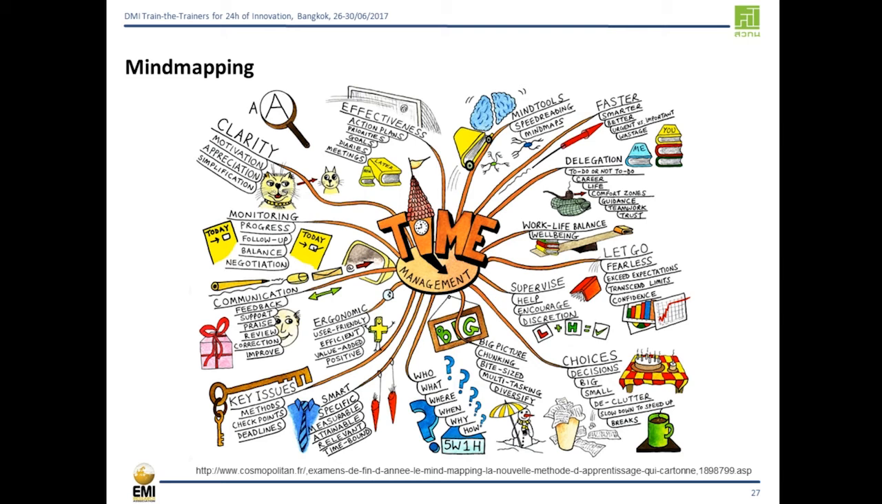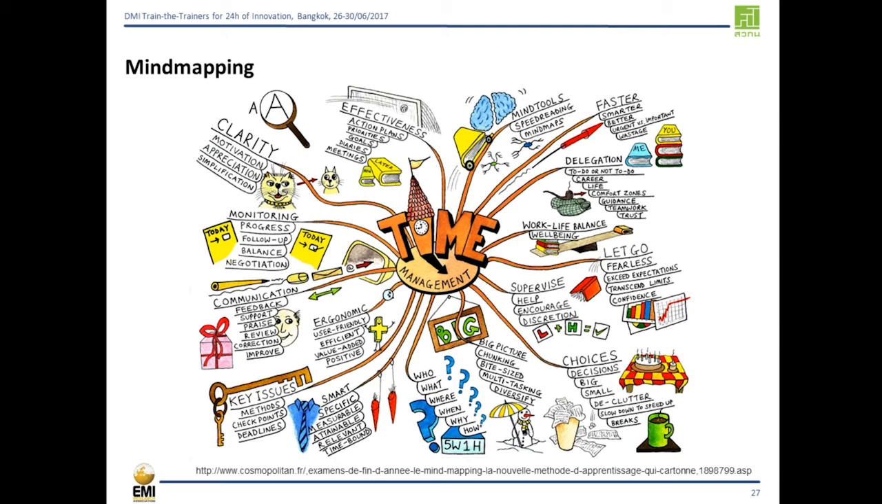In a mind map, you put your initial problem, your challenge, for which you want to create ideas, in the middle. Okay? And then you would create ideas and create branches for your ideas.